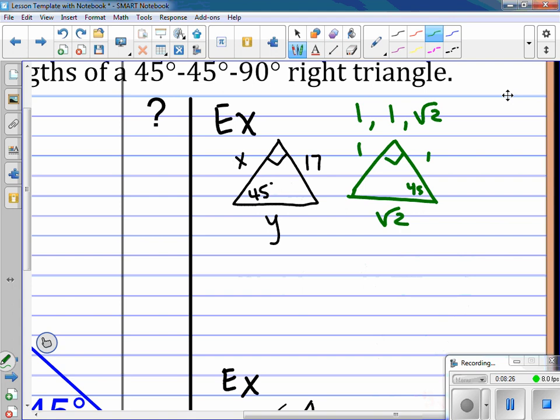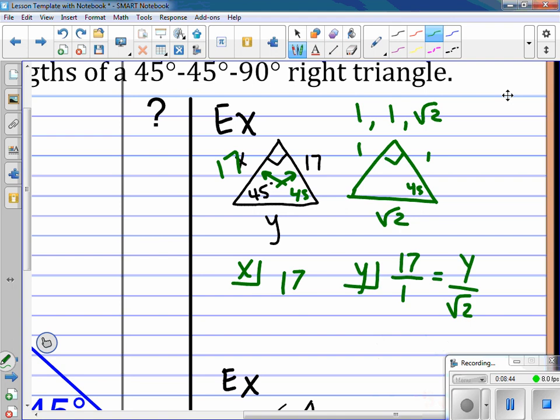Now, finding x is going to be quite easy. To find x, I just know it's 17, and the reason why is because across from those two angles, the other angle is 45, right? Across from congruent angles are congruent sides. So I just know that those two are 17. That's easy enough. Finding y is going to take a little bit more time.